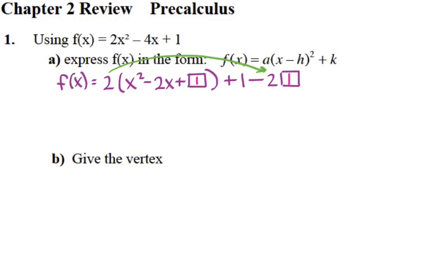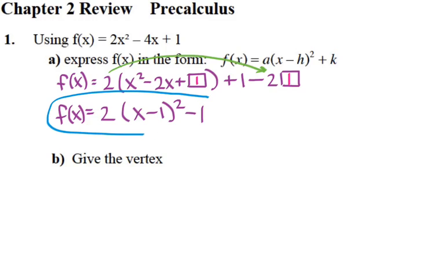And then from there, I can just factor and combine like terms. So I have 2, and then this quadratic factors to x minus 1 squared. And then 1 minus 2 is negative 1. So there's your equation in the standard form.